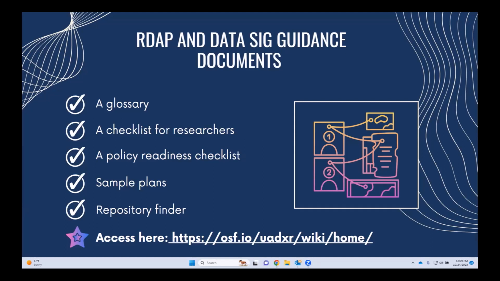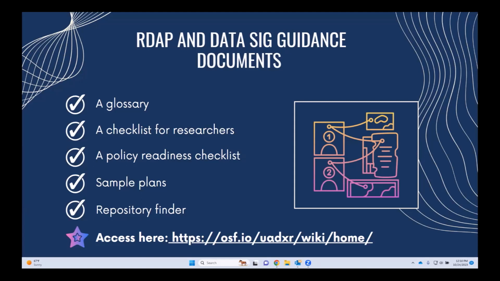A checklist. It's essentially a checklist for your 2-page document, to make sure you're covering all this information. It has little check boxes you can check next to it, and it breaks down all the areas that they want you to at least touch base on and cover in your DMSP. And then there's a policy readiness checklist. That's really for institutions and libraries, so if we want to evaluate what we need to do and what we need to be ready for, that's a checklist for us. And then there's a bunch of sample plans, and that's what's really useful.